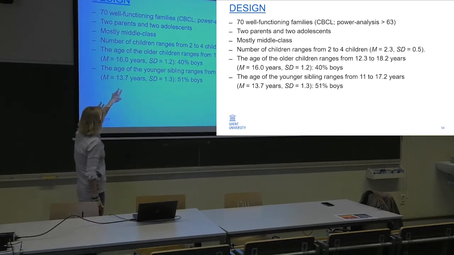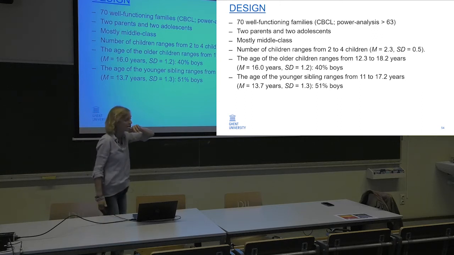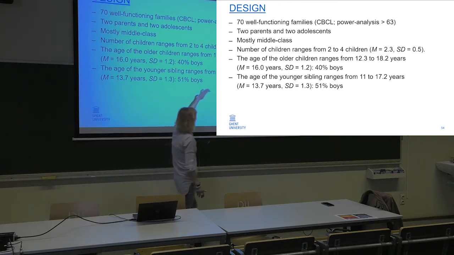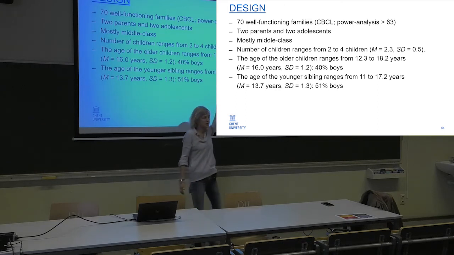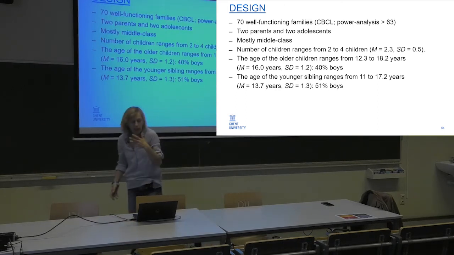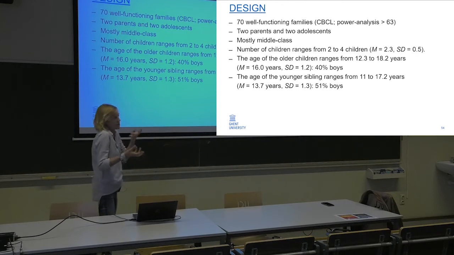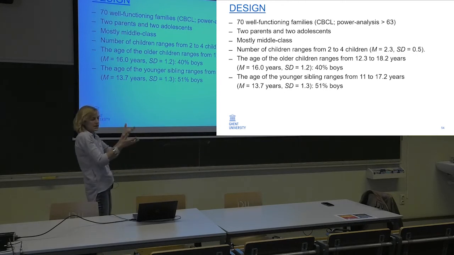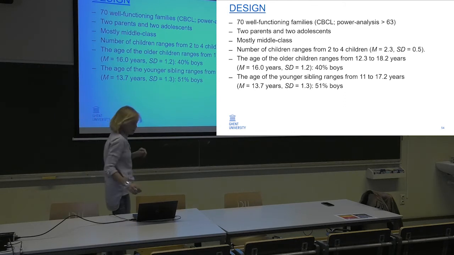Age of the older children was between 12 and 18, and the age of the younger between 11 and 17. That means that some of the youngest ones were really as old as some of the oldest, and it doesn't really matter because you can also randomly say this is child 1 and child 2. There's just 2 children.